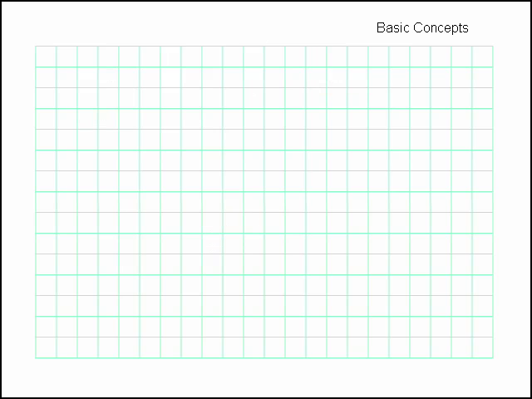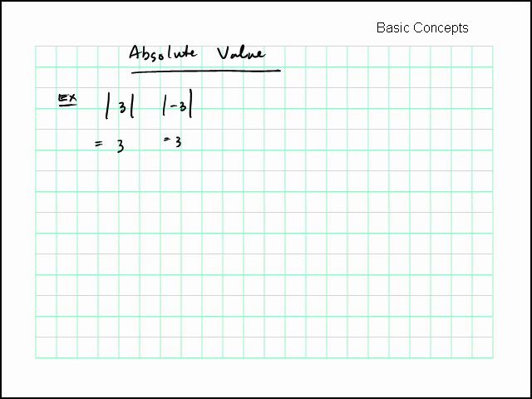Let's do a quick review of absolute value. Now, you may remember that absolute values, here's the symbols. What absolute values do is they make everything positive. For instance, the absolute value of 3 would be 3. It's already positive. The absolute value of 3 would stay positive 3. Absolute value of negative 3. The absolute value makes it positive, so that's also 3.